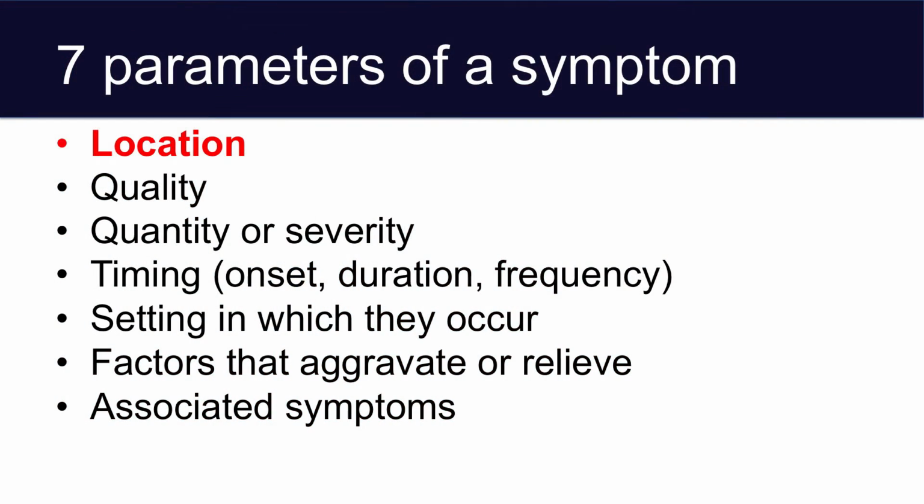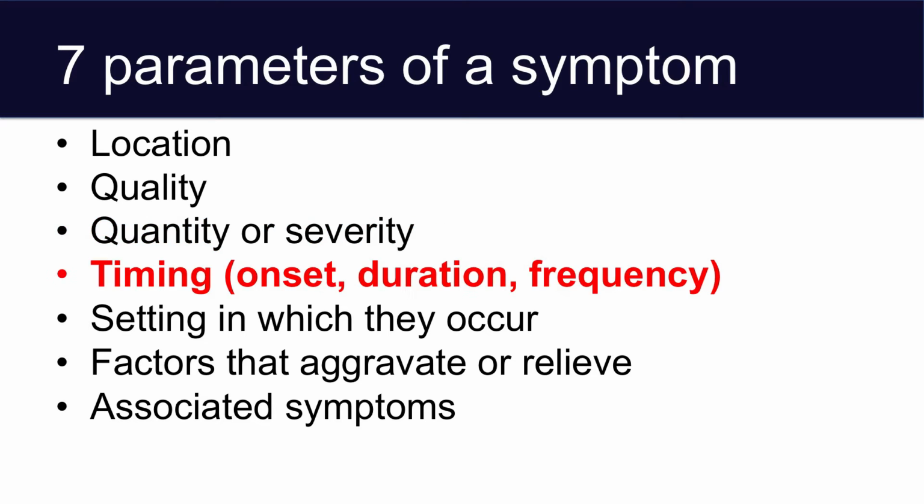This will be a lot easier to witness when I do the demonstration, but these are the 7 parameters. It would be the location, so is it in the throat, is it in the back. The quality of the pain, and by that you want to ask the patient to describe the pain for you or describe the symptom for you. It's a qualitative measure, stabbing versus dull, for example. The quantity or severity is usually rated on a 10-point scale, 10 being the most severe, 1 being the least severe. The timing, there are a lot of questions associated with timing.